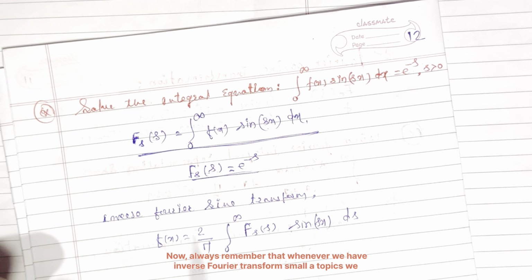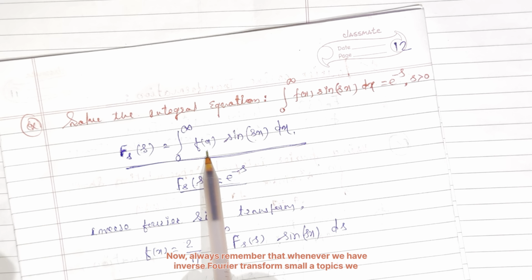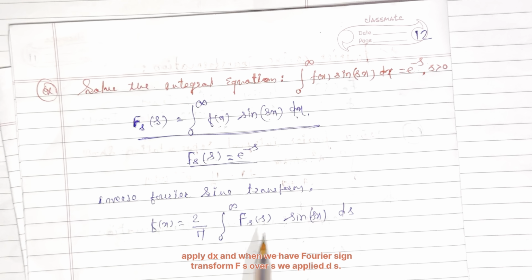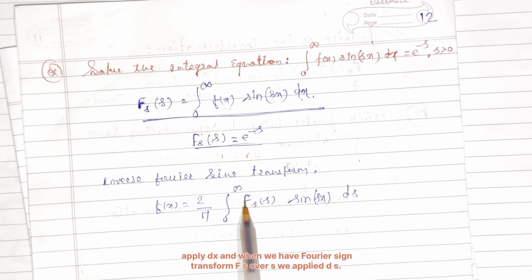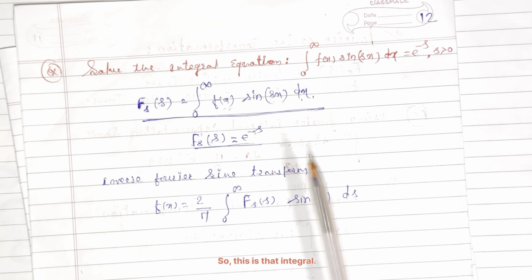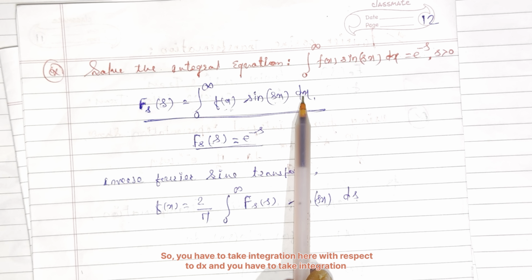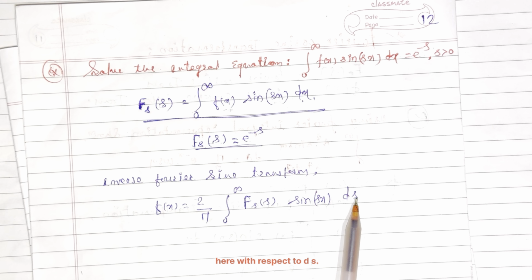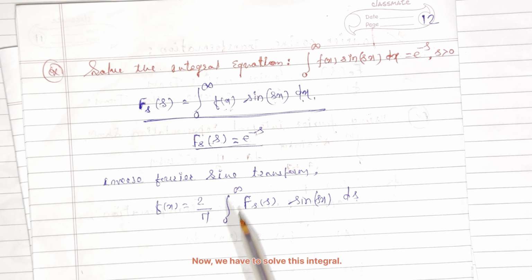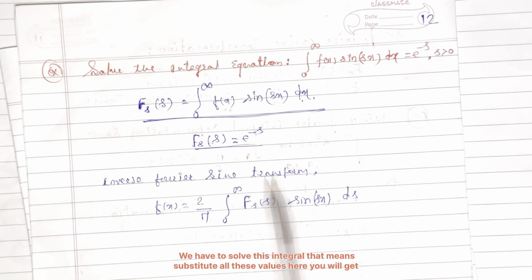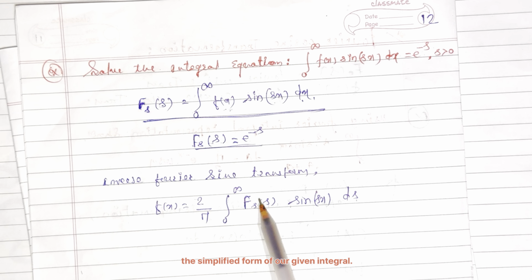Always remember that whenever we have the inverse Fourier transform small f of x, we apply dx, and when we have the Fourier sine transform Fs of s, we apply ds. So you have to take integration here with respect to dx, and here with respect to ds. Now we have to solve this integral. That means substitute all these values here, and you will get the simplified form of our given integral.